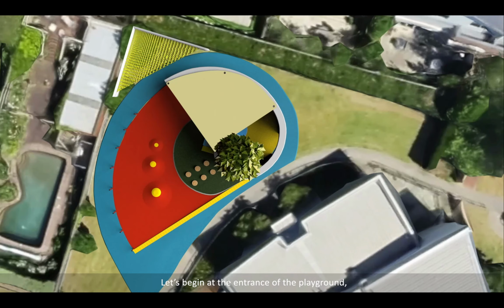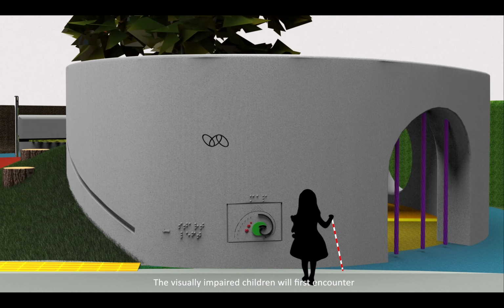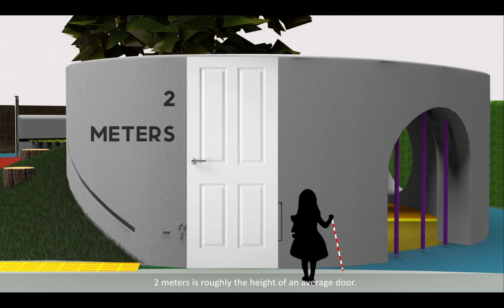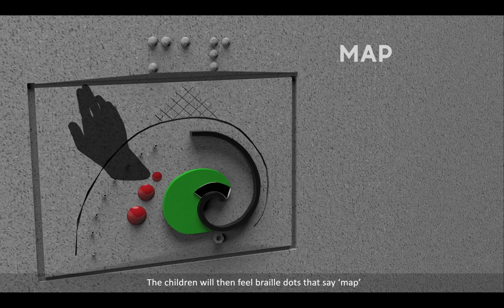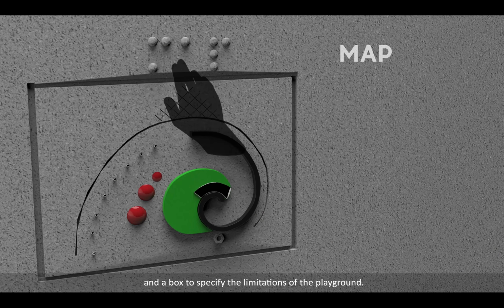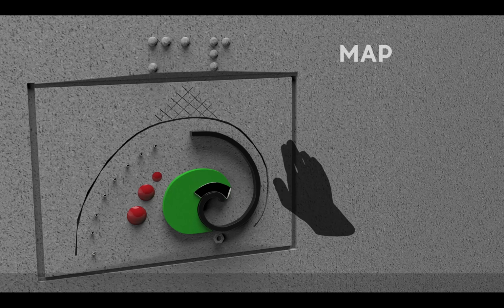Let's begin at the entrance of the playground, which is at the center exit of the building. The visually impaired children will first encounter the drywall that is 2 meters tall. To put that in perspective, 2 meters is roughly the height of an average door. The children will then feel braille dots that say map and a box to specify the limitations of the playground.